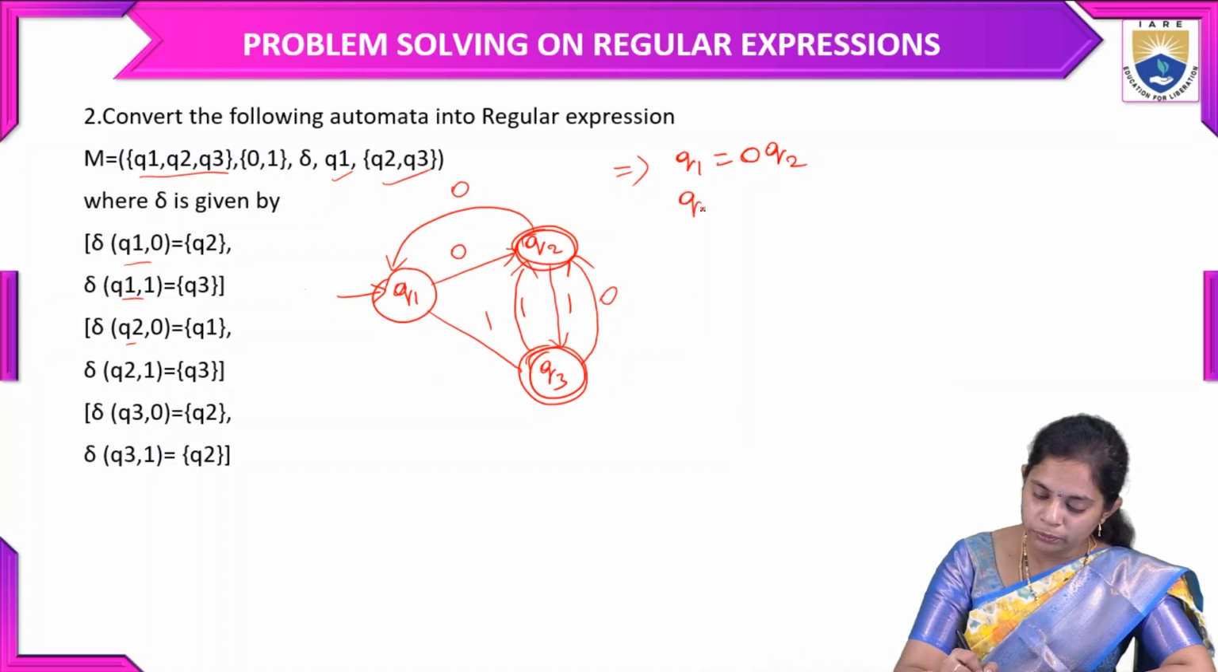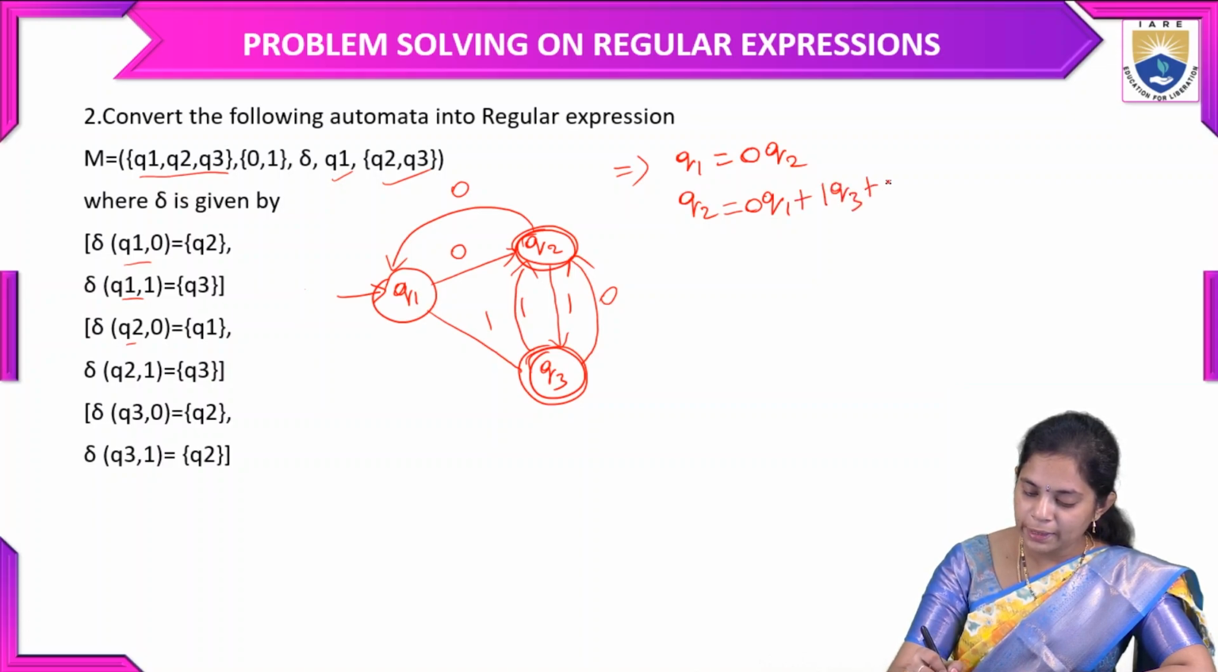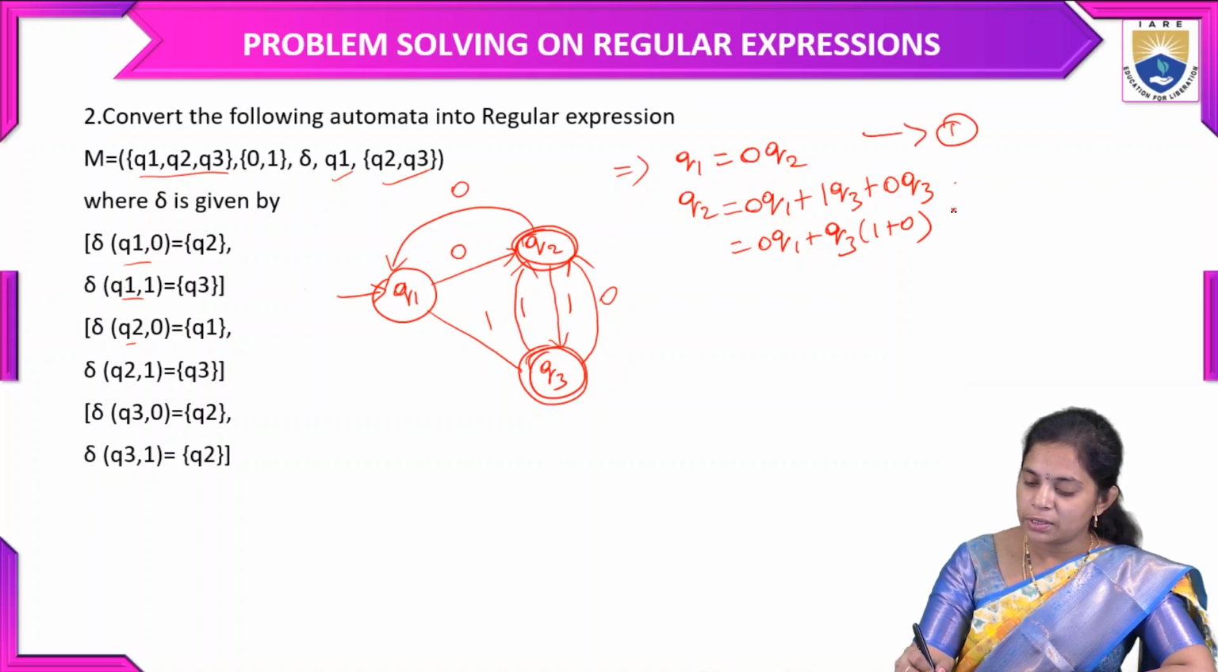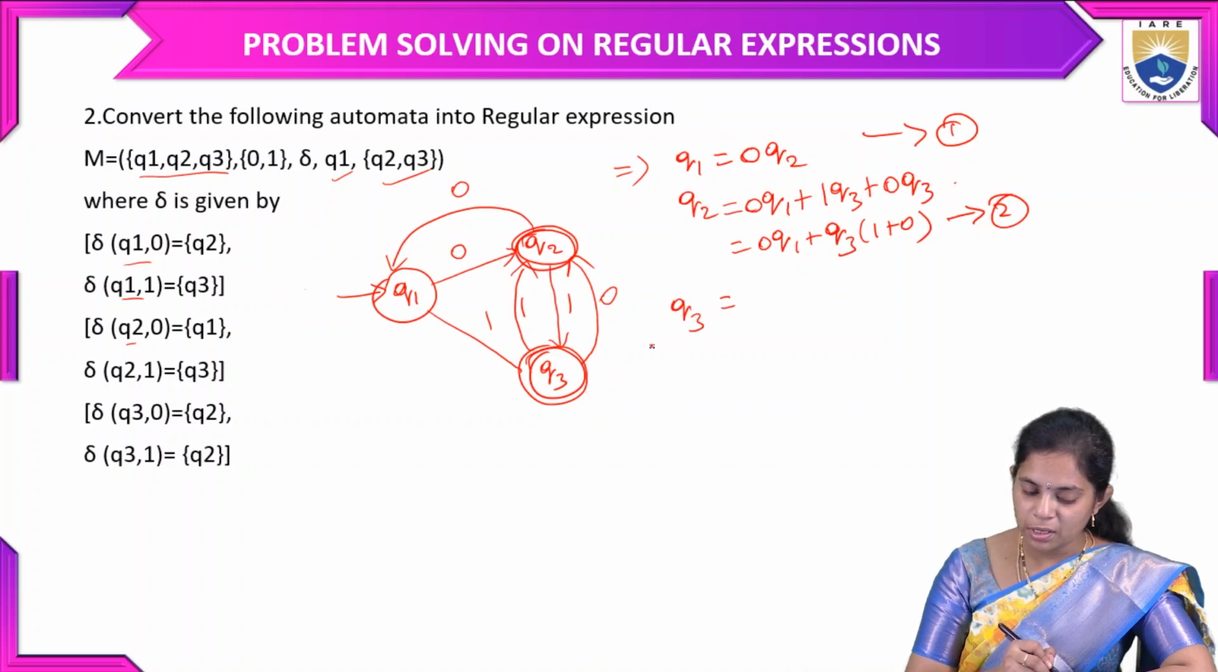And Q2, what are the incoming edges for this Q2? 0 Q1, and 1 Q3 and 0 Q3. So we can write it as 0 Q1 plus Q3 times (1 plus 0). So this is one equation and this is the second equation, and we have one more state Q3. From Q3, what are the incoming edges?